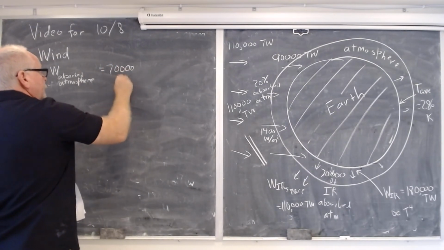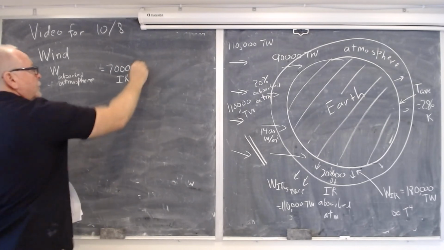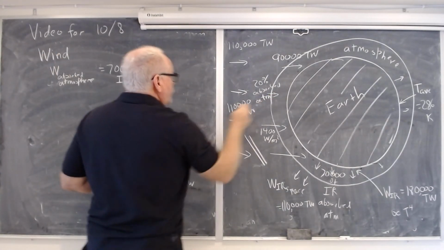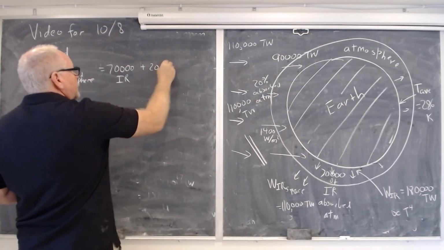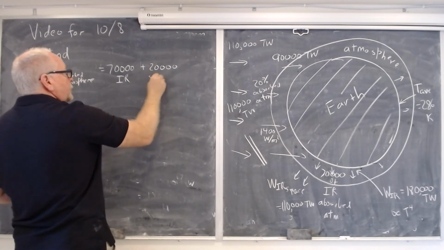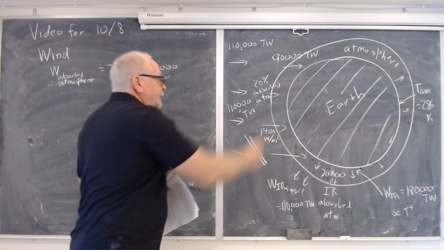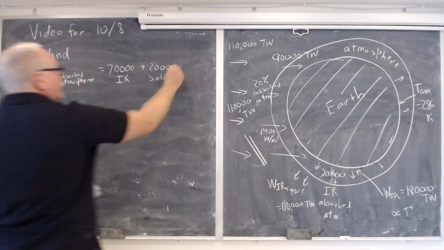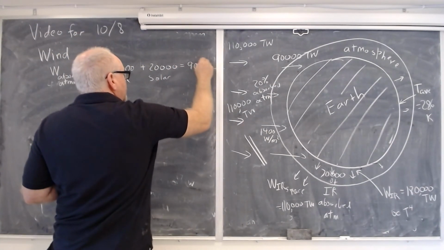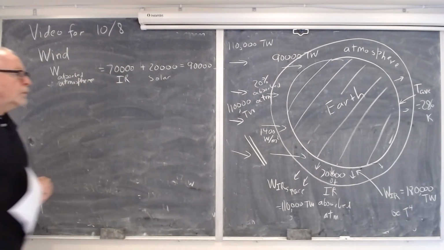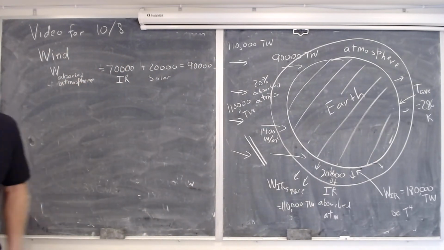That's the IR component from the Earth, plus 20,000, roughly, which is the solar power absorbed in the atmosphere. So we are equal to 90,000 terawatts absorbed in the atmosphere on a continuous basis.